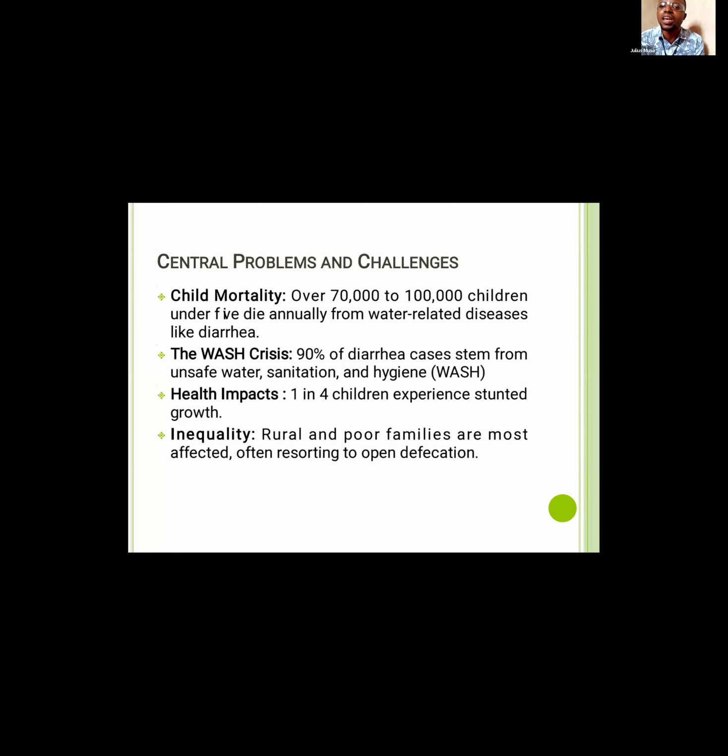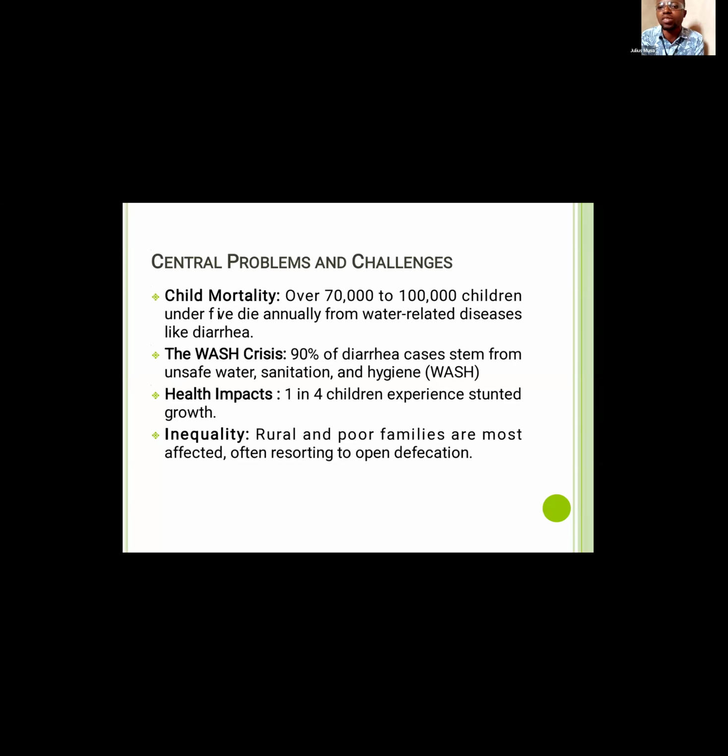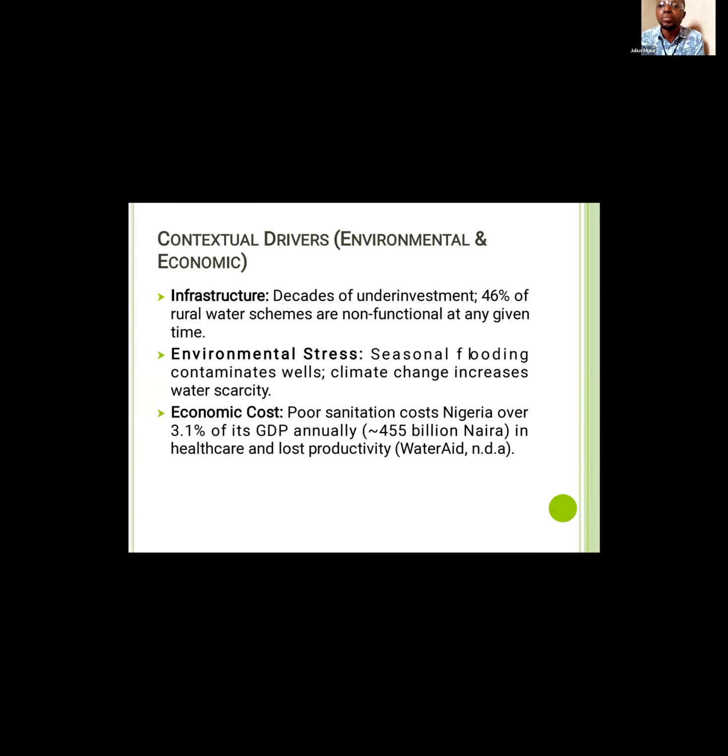What about inequality? Inequality speaks about rural and poor families that are most affected. For example, a company in a city releases effluent into a local stream that flows down into the river of a given community, and they don't have a voice to speak out. But then they are troubled with it. You see that effluent can kill them. It can cause them several diseases and sicknesses, but they cannot voice it out. So this inequality can be tackled in order to make sure that we have a balance or equilibrium, talking about the sustainability of the resource called water.